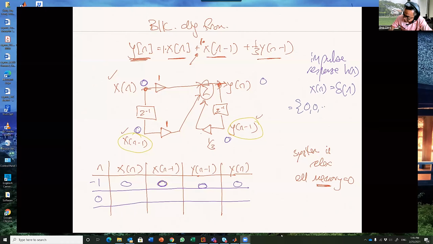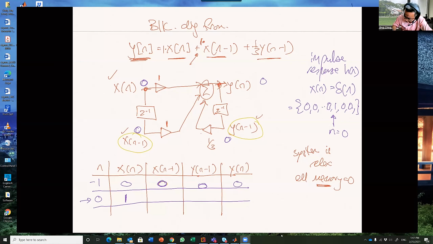I draw this for you. It is 1, correct. But 1 at when? At time equals 0. So that means at time n equals 0, this guy is 1, and the rest are 0. Now, what is this value, guys?